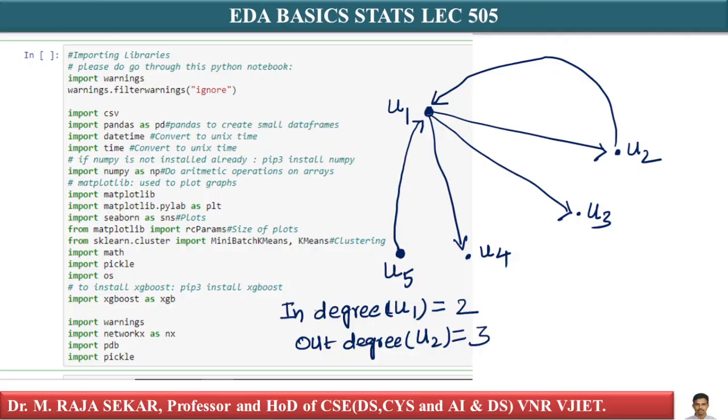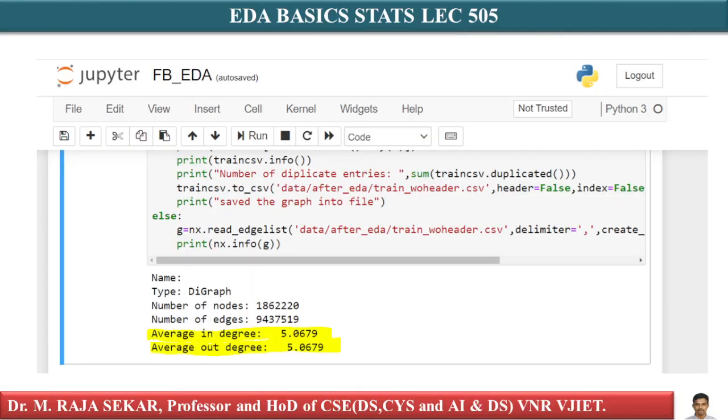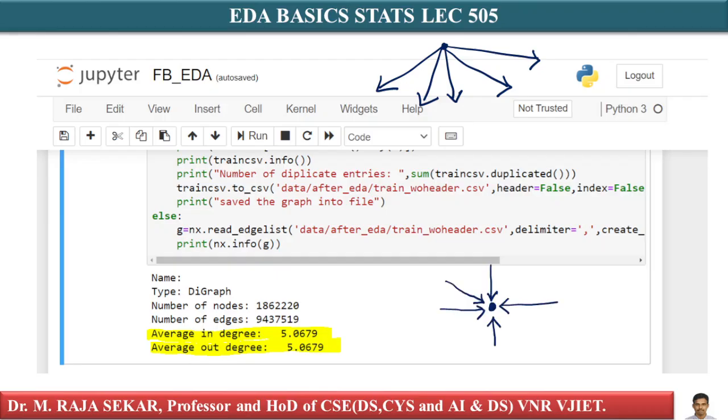Now, it is measuring the average in degree and average out degree across all the vertices. For every vertex ui, it will measure the in degree and the out degree, and it takes the average of in degrees and out degrees across all the uis. What it tells in a nutshell is that, on average, there are 5 edges originating from each vertex, and on average, there are 5 edges coming into a vertex. Very important information, very simple information.